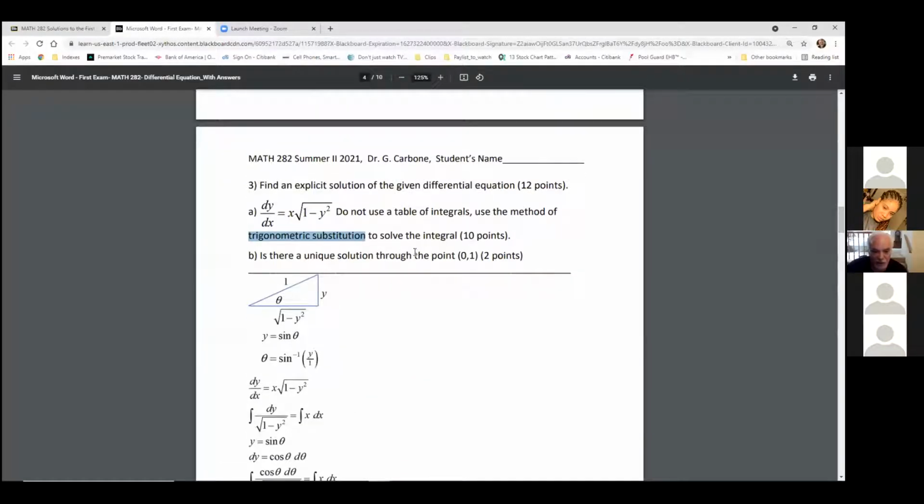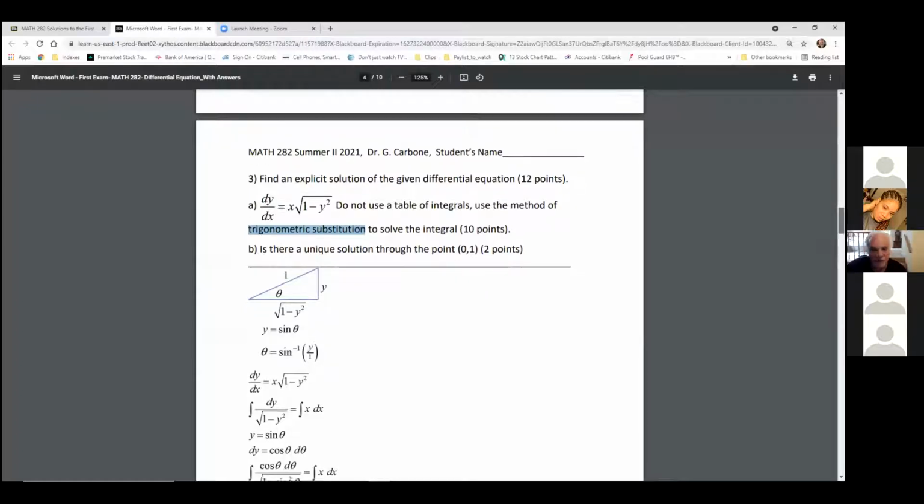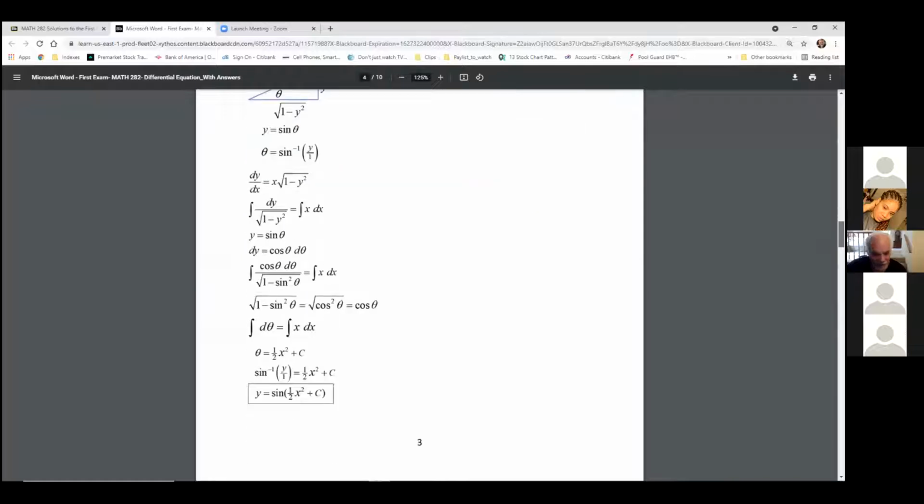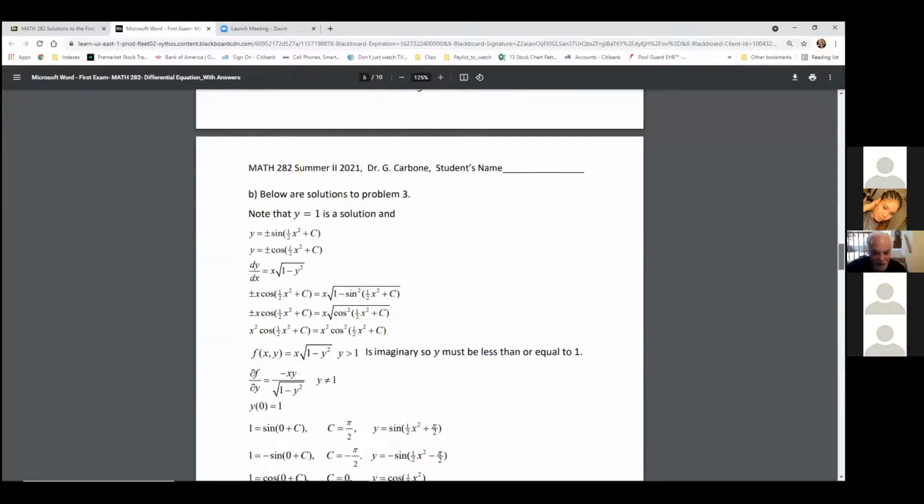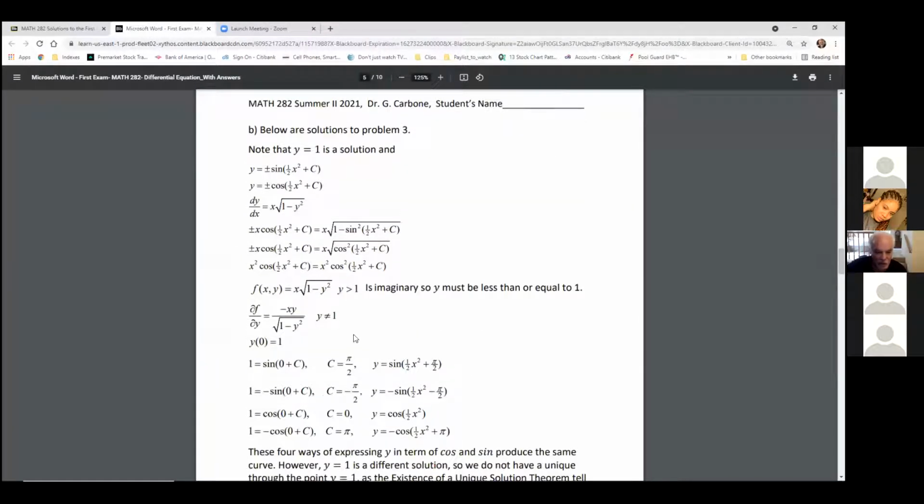Okay, so is there a unique solution at the point (0, 1)? Well, here's our differential equation. We need to test this. You don't put values into the solution; that method is not going to work. You have to do these two tests, and find the test where it fails.